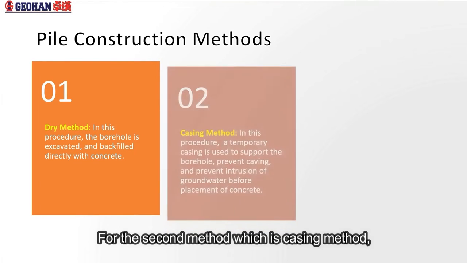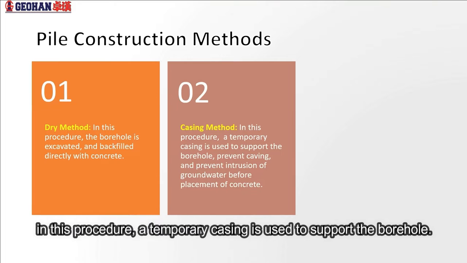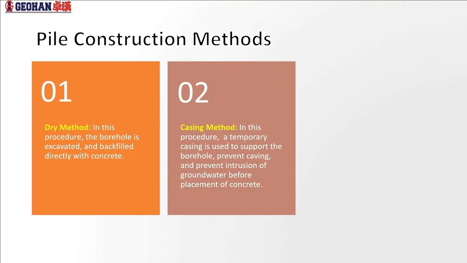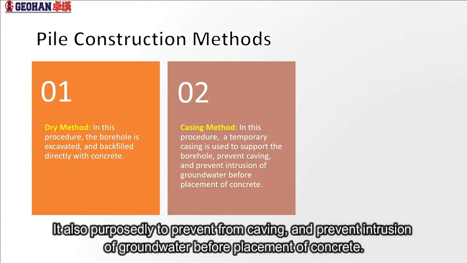The second method is the casing method. In this procedure, a temporary casing is used to support the borehole. It is also used to prevent caving and prevent intrusion of groundwater before placement of concrete.